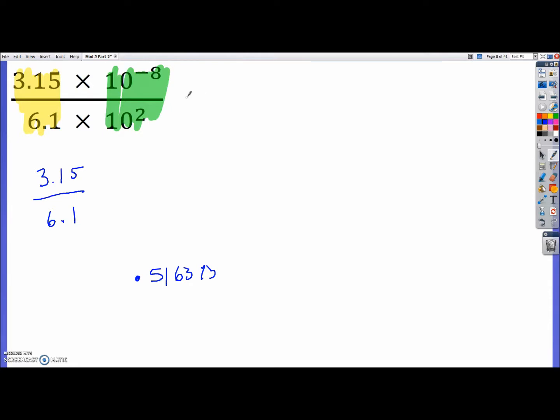Now remember here, when I am simplifying exponents with division, what I do is I keep the base the same, so I'm still going to have this times 10, and what I'm going to do is subtract their exponents. The exponents are -8 minus -2, minus +2. So that would simplify to -10. So let me go ahead and clean that up and just write -10 as my exponent.